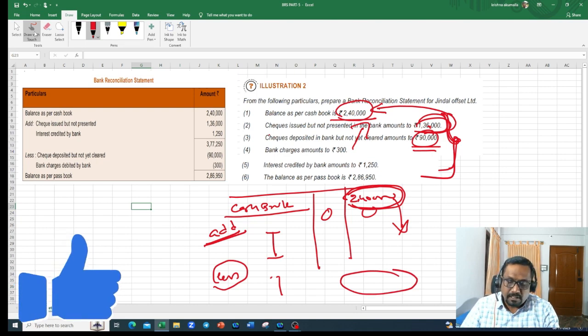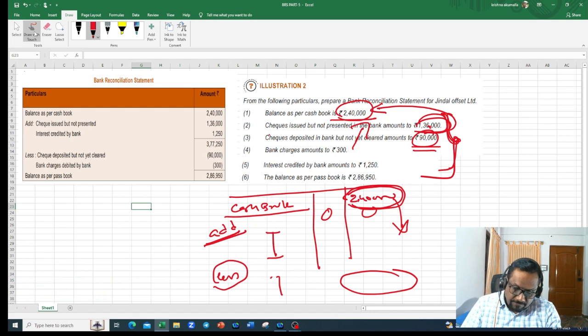Are you clear? So whenever we prepare a statement, we will take one balance and we will put add and we will put less by giving some gap here. So in this gap, whatever transaction differences we identified here, if the impact is adding to this, then we will add them. If the impact is reducing, we reduce them. That is rule number 2.